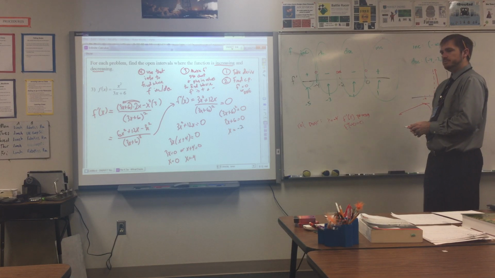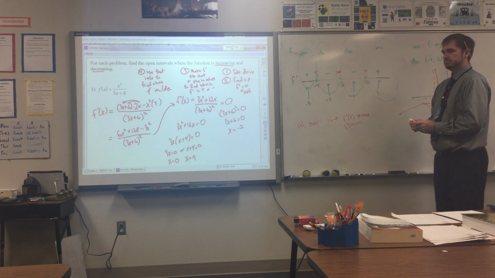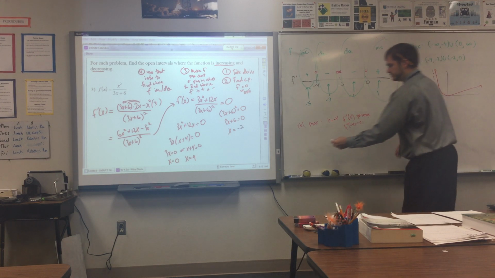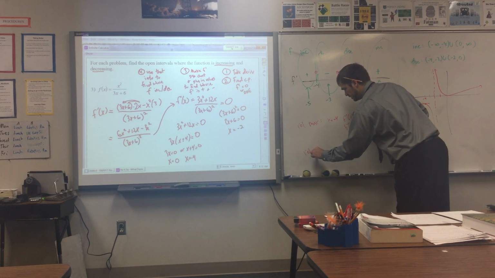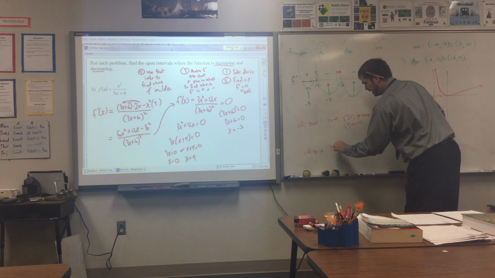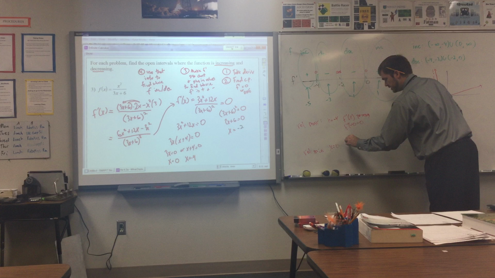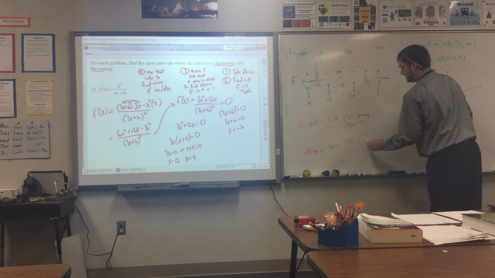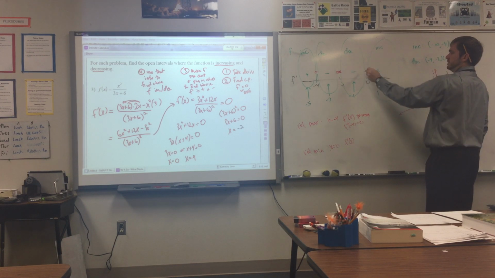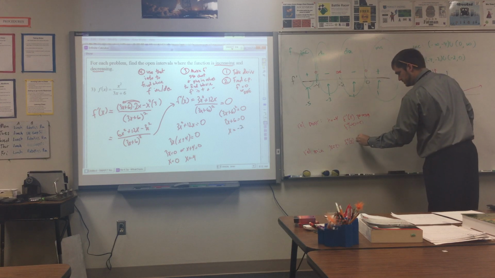Are there any relative minimum based on this information? Yeah, relative minimum at x equals 0, because f prime of x at that location goes from negative to positive.